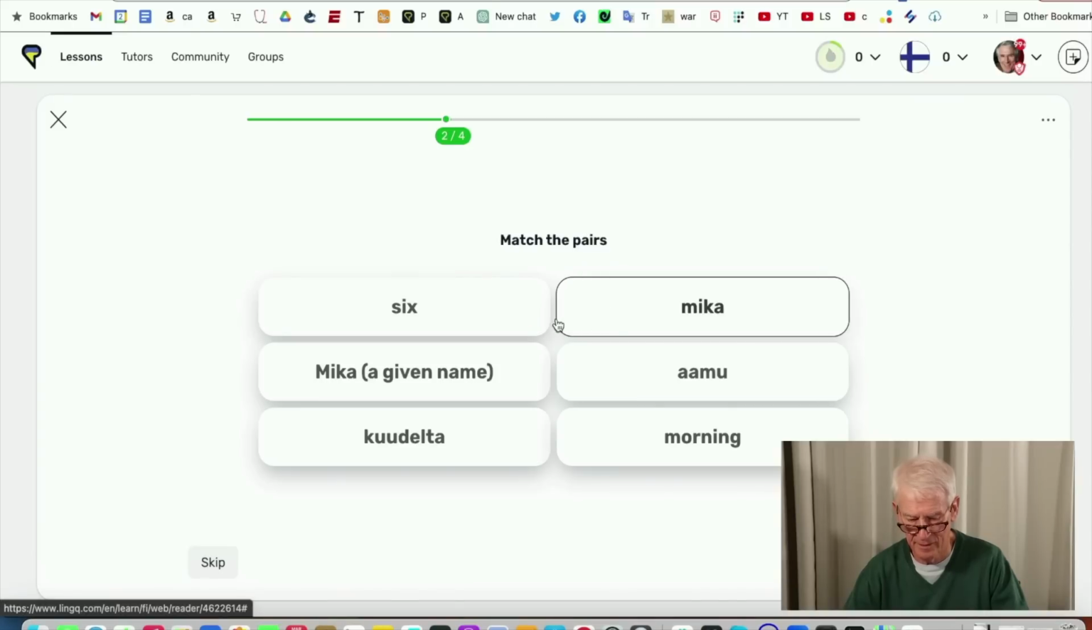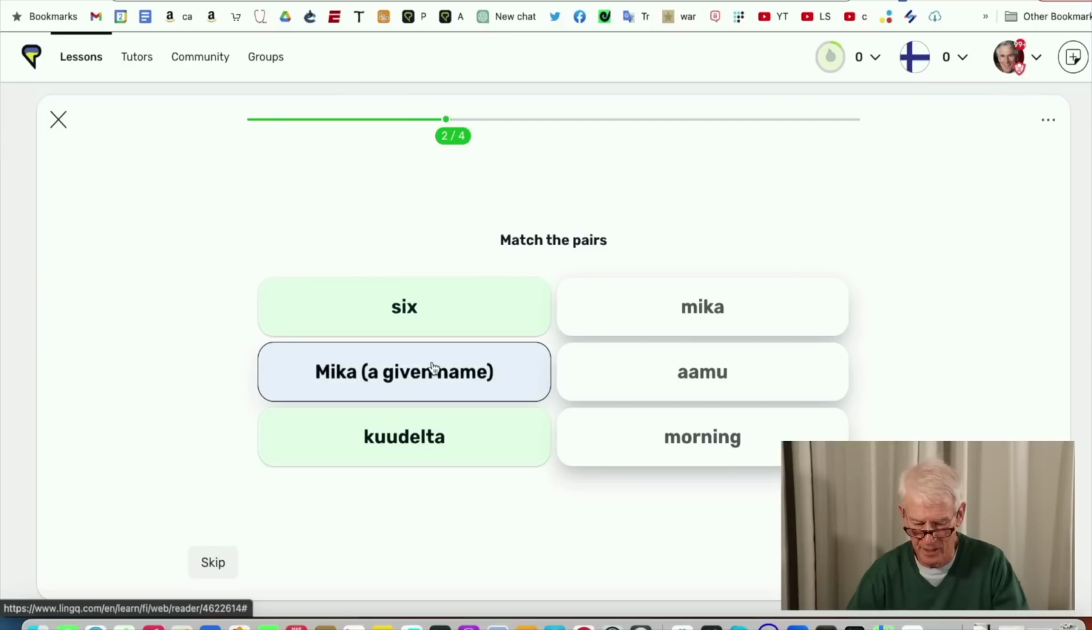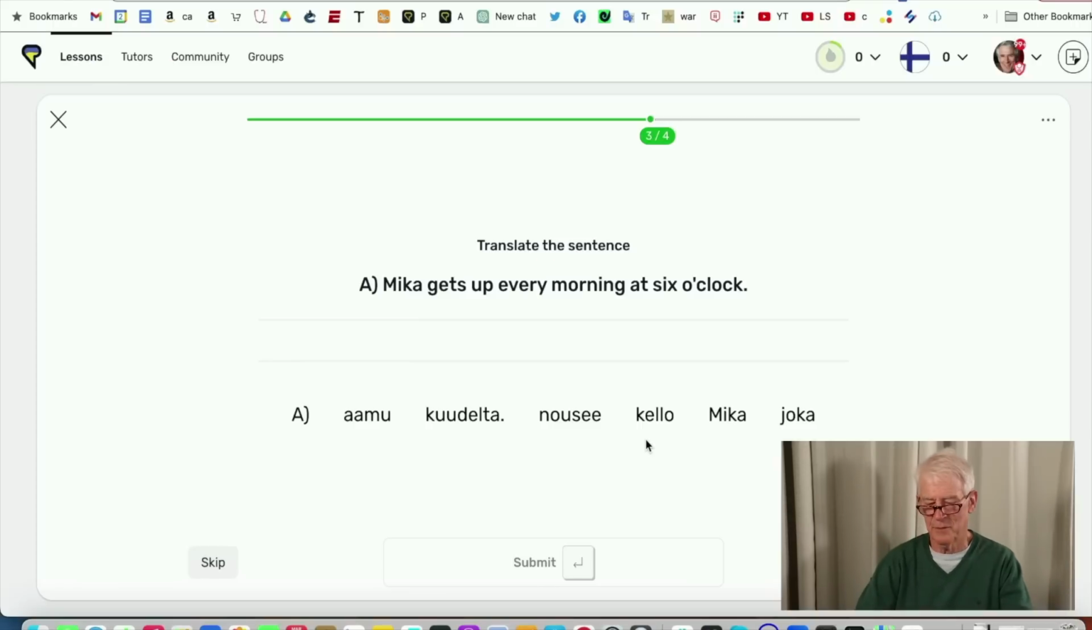Now I've got another matching pairs here. 6 was kuudelta. Mika is Mika. That's not difficult. Aamu is morning. No. Aamu. One thing about these matching pairs is it's very easy to do. I'll show you what happens if you get them wrong. But anyway, now I've got to reconstitute the sentence.